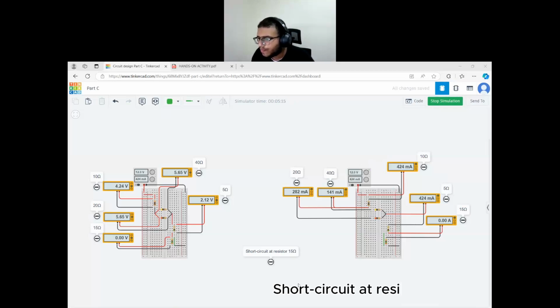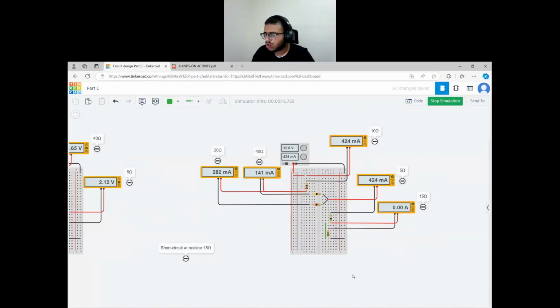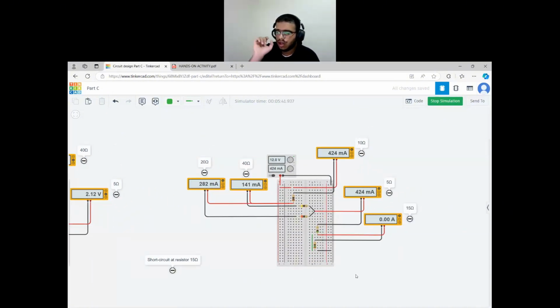So as we see for the 15 ohm resistor, we add wire to short circuit the resistor which has a resistance of 15 ohm. So as we see, we have 0 voltage in it, and according also to Ohm's law, which says that V equals IR and I equals 0 in this case. Okay, and also as we see on the right side, we short circuit the 15 ohm resistor, and as we see, we have zero current flowing according to Ohm's law too.